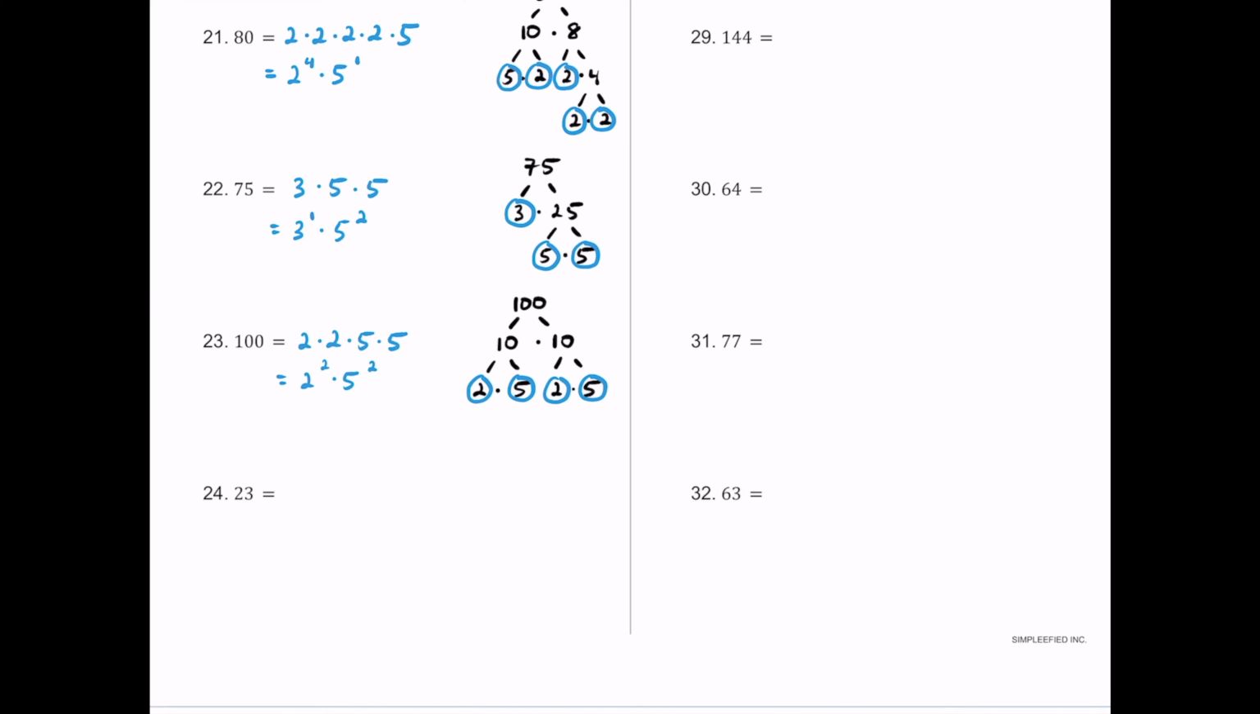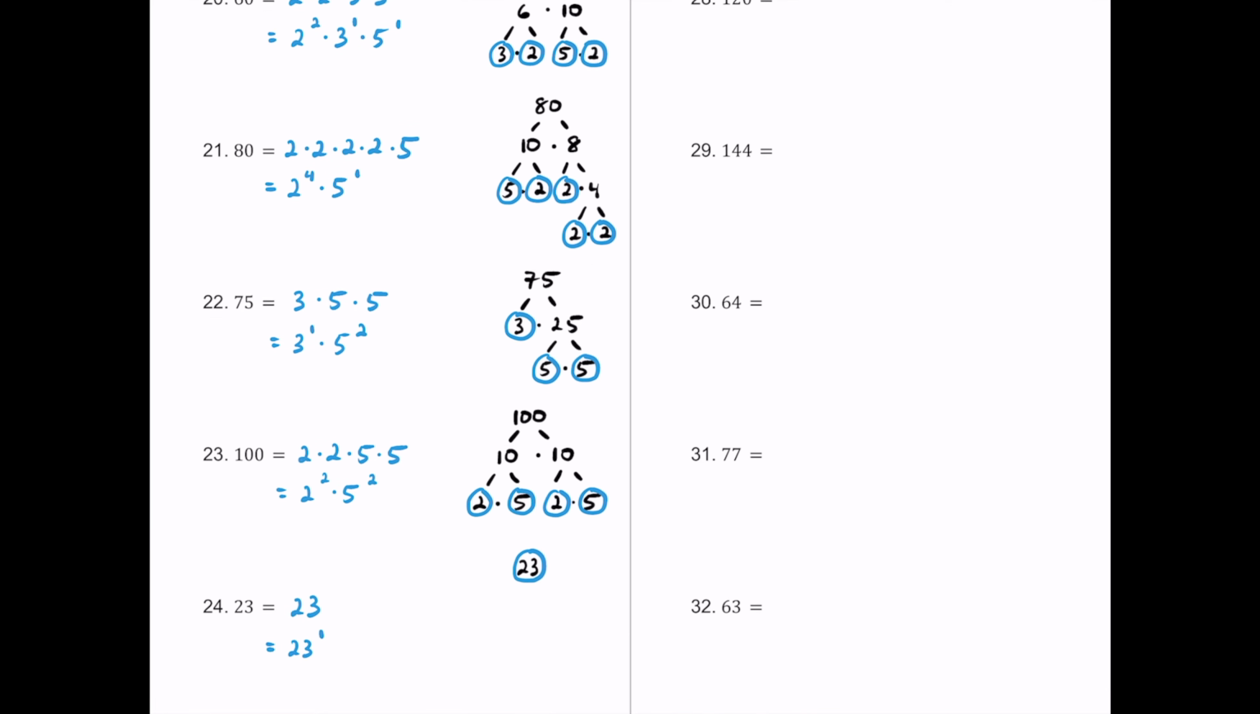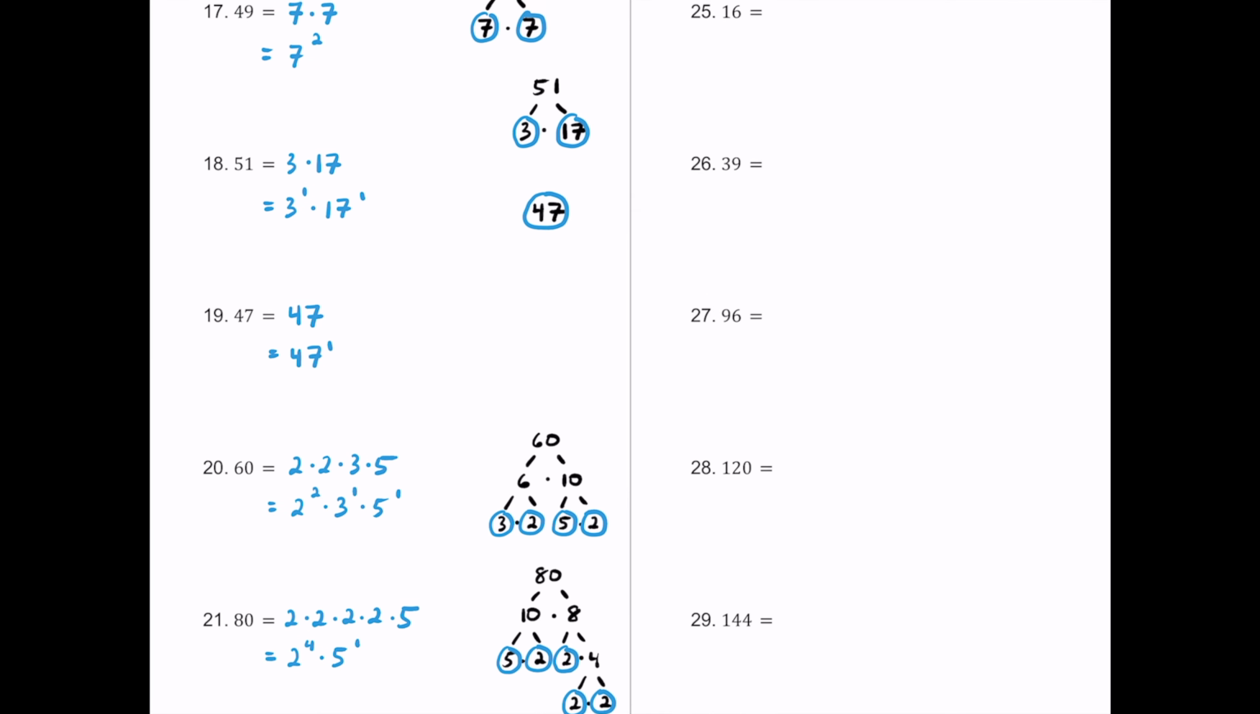For 24, we have the number 23, and so think about all your factors and your divisibility rules, but if you can't think about anything, that's because it is prime. So the prime factorization for 23 is just 23, or 23 to the first power. Let's check out the last few here up to 25.